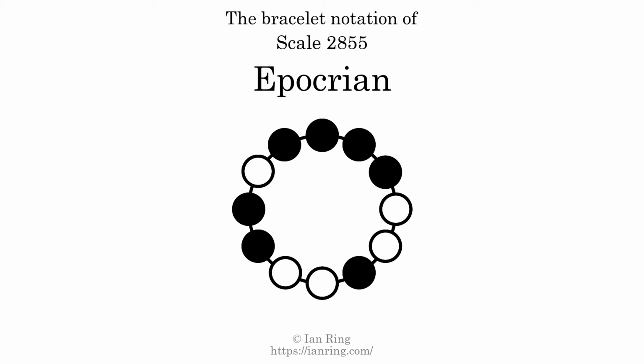This is a bracelet notation diagram of scale 2855. The shaded circles represent tones that appear in the scale, and they are read clockwise, starting at the top.